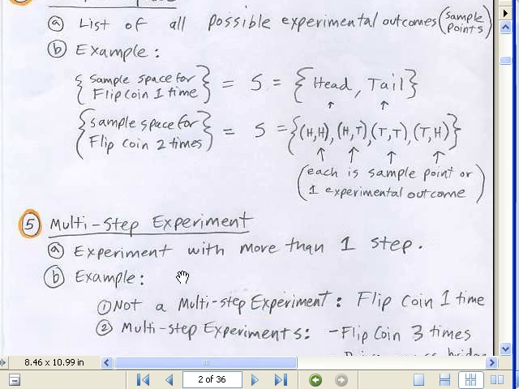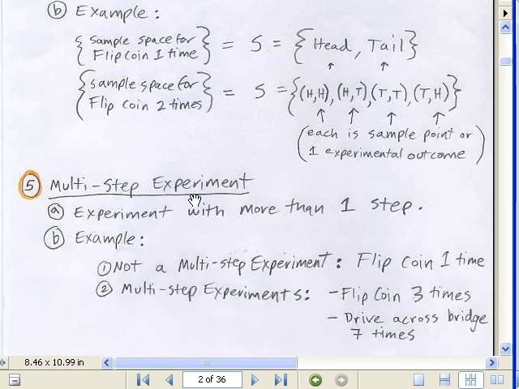Multi-step. That's what this is, a multi-step experiment. It just means an experiment with more than one step. Most experiments are going to have more than one step. Flip a coin 1 time, flip a coin 3 times. What about drive across the bridge 7 times? Later, we'll try to figure out the probability of getting stuck in traffic all 7 days, for example.